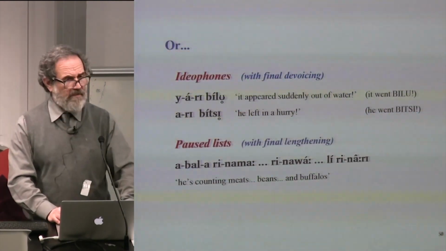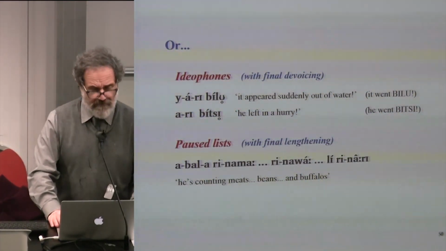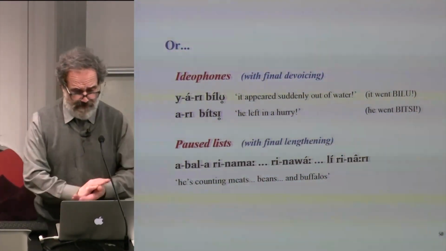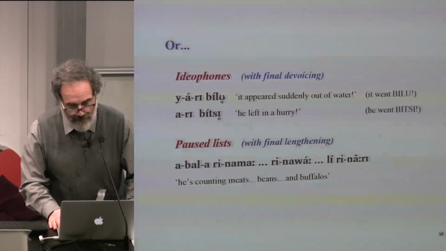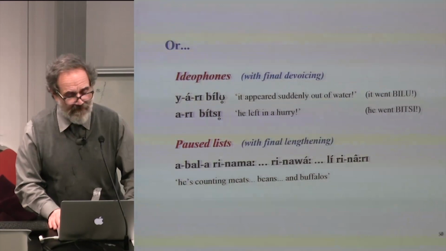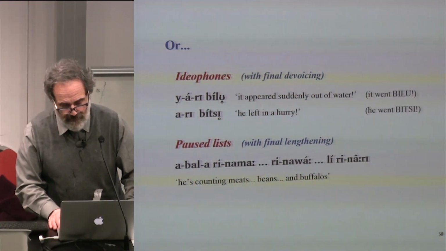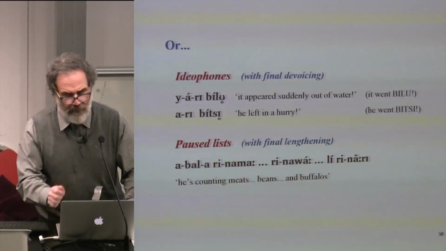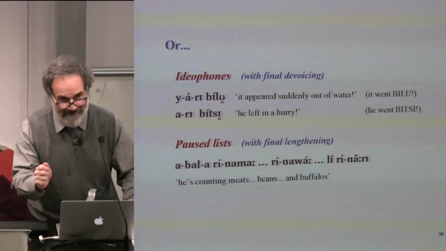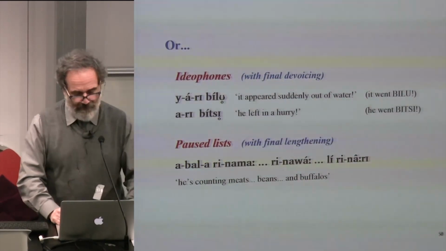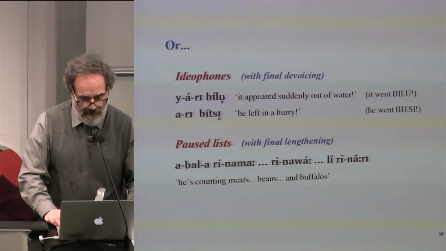You also don't get it in idiophones. Bantu languages are very rich in idiophones, especially southern Bantu languages in Botswana. So yari bilu, you get devoicing, final devoicing. It appears suddenly out of water. In English, we would say it went bilu. That's that sort of thing. He left in a hurry. He went bitse. So you get the final devoicing and no lengthening of the penult.